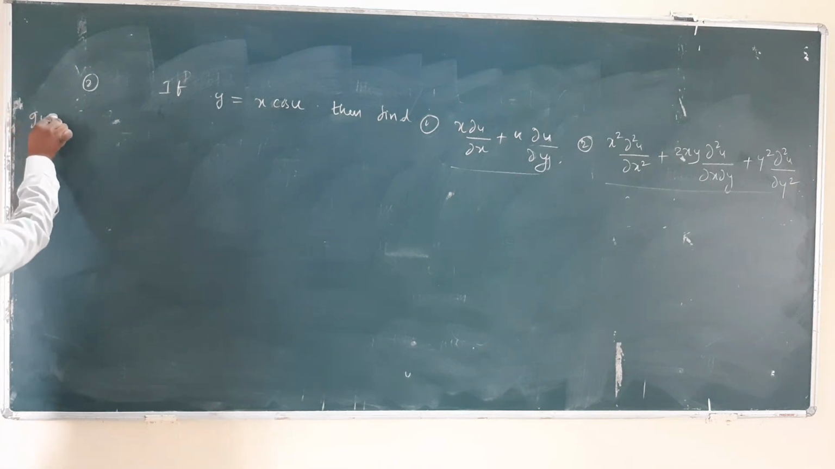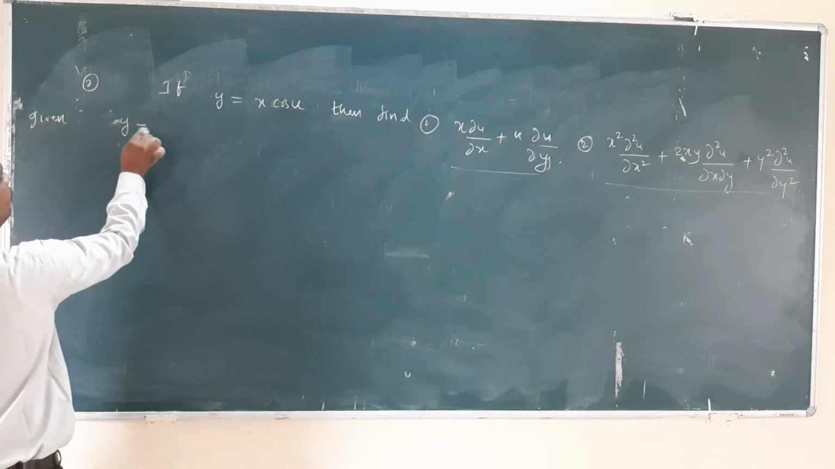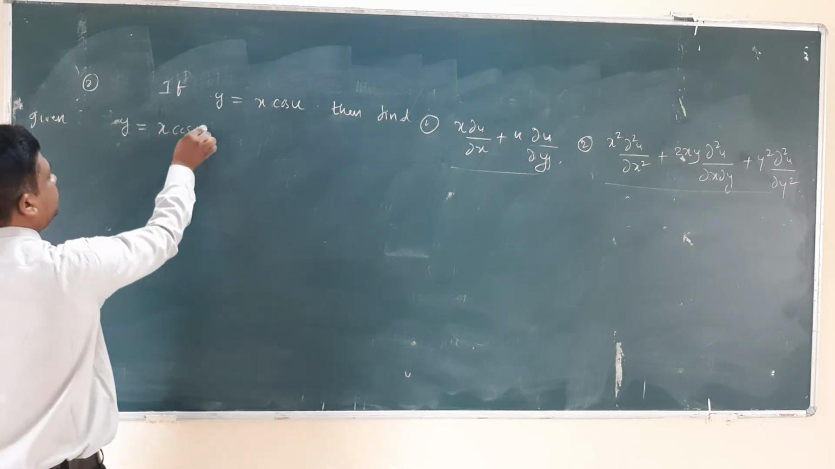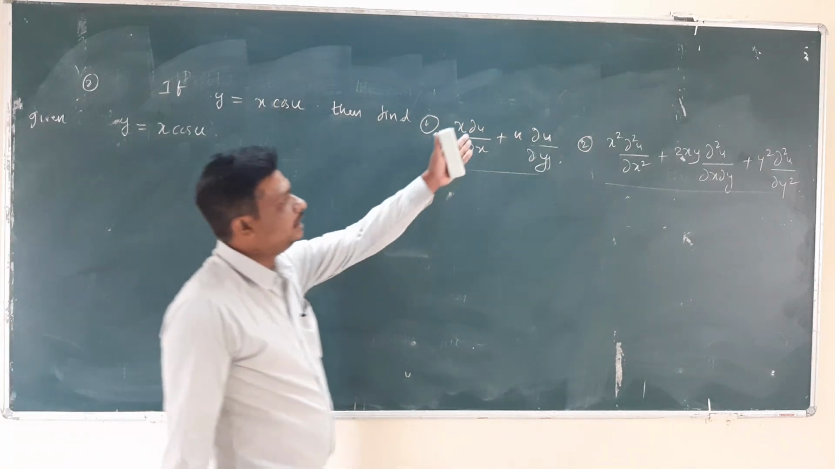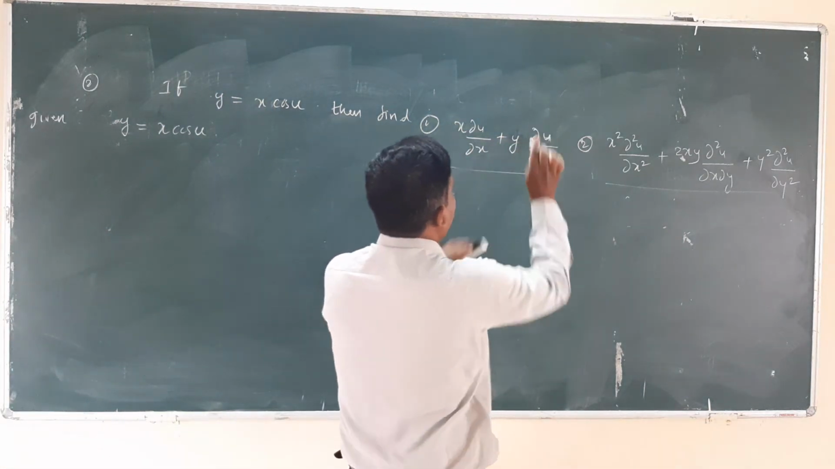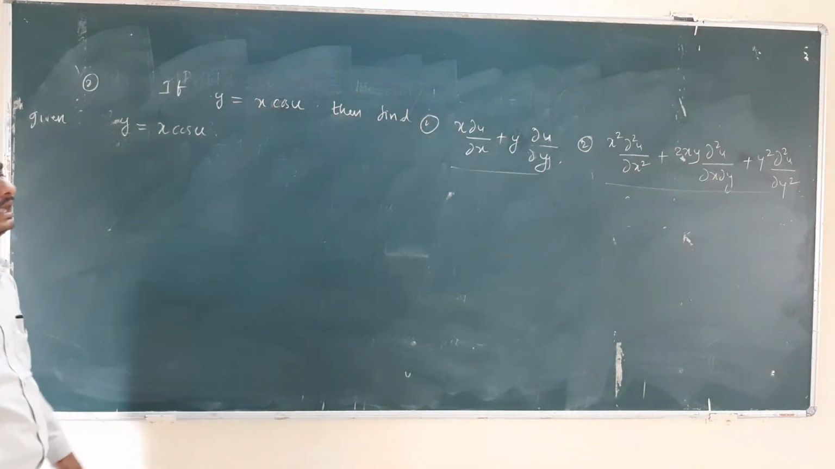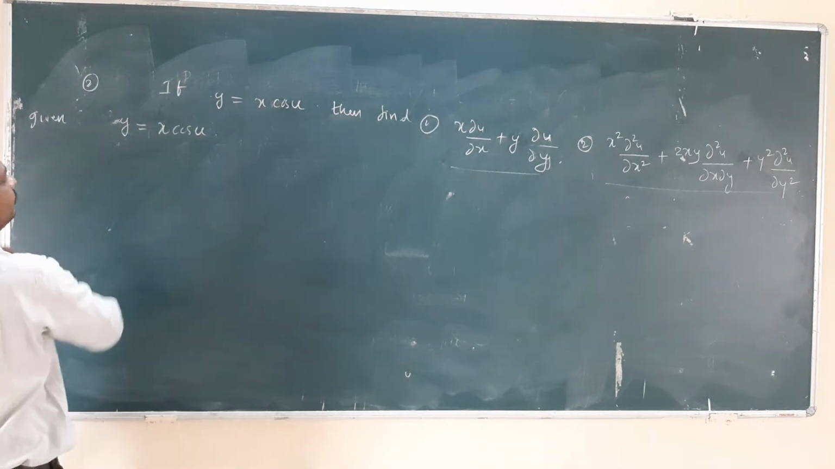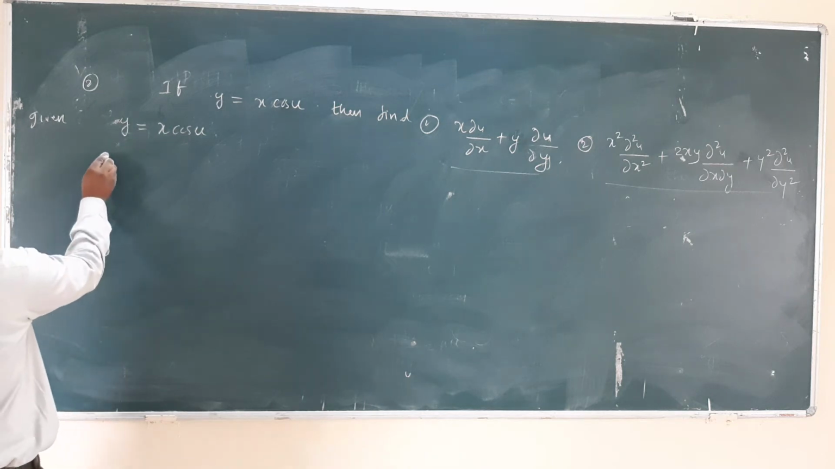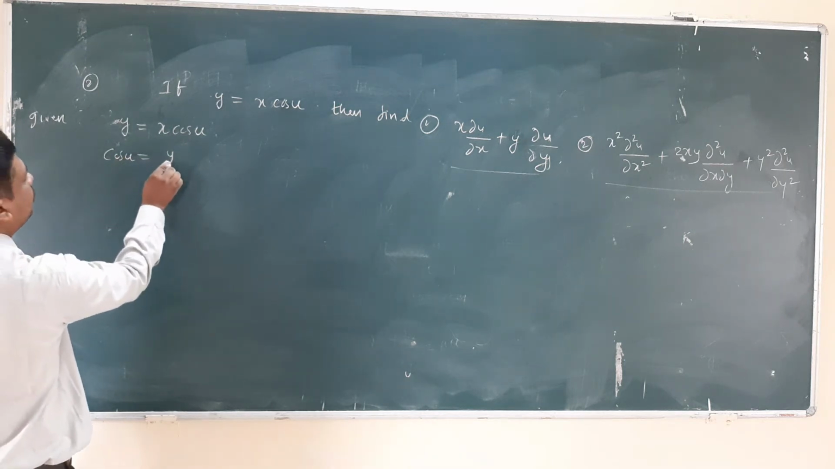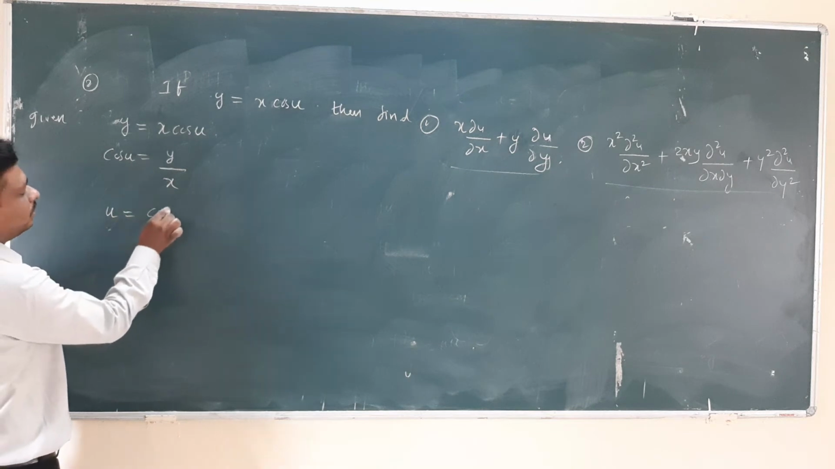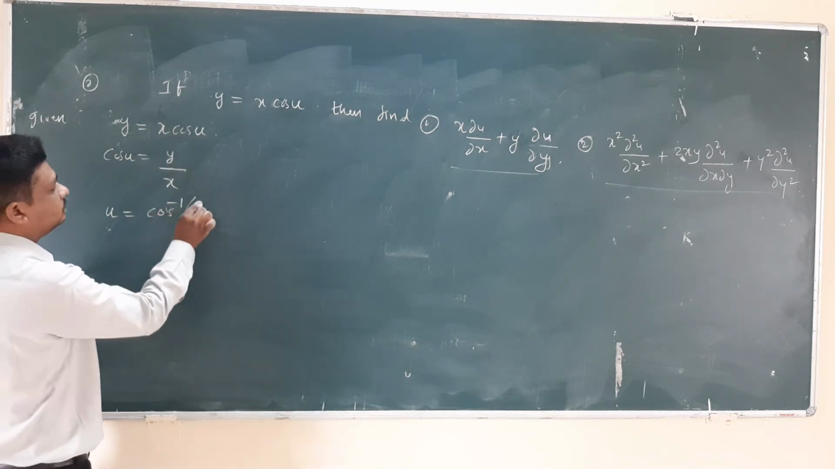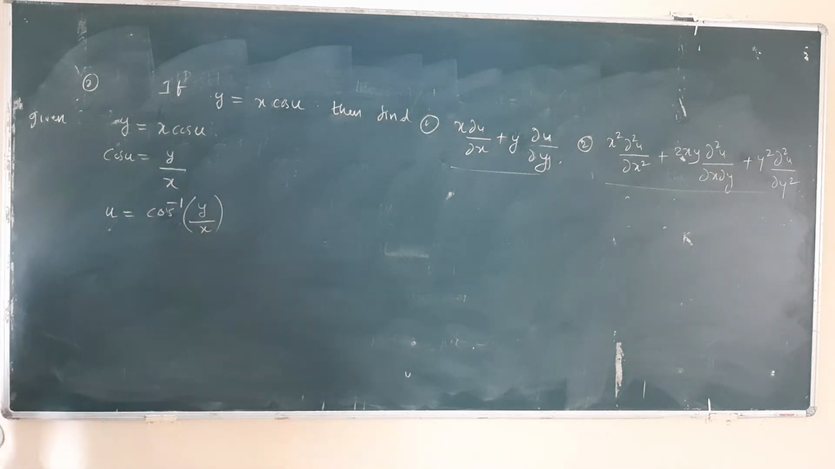Given y is equal to x cos u. So I will separate u here, because u is the dependent variable, and x and y are independent variables. So I will take this x to the LHS. So cos u is equal to y upon x, so u is equal to cos inverse of y upon x. I will take this as equation number 1.